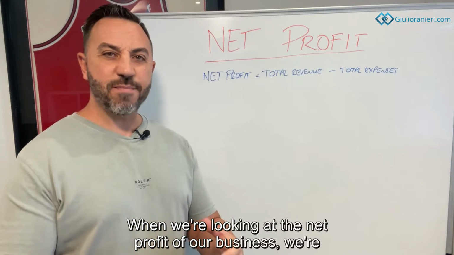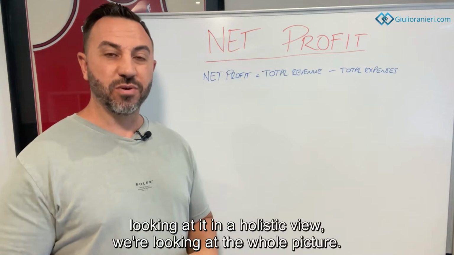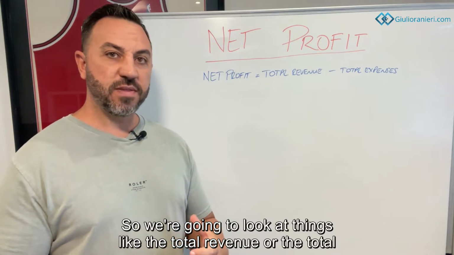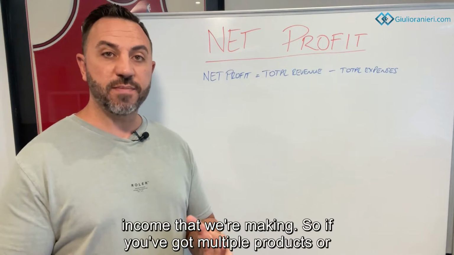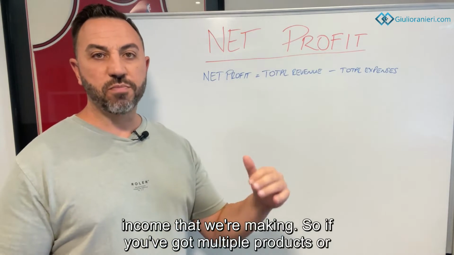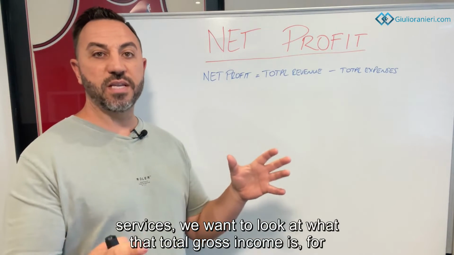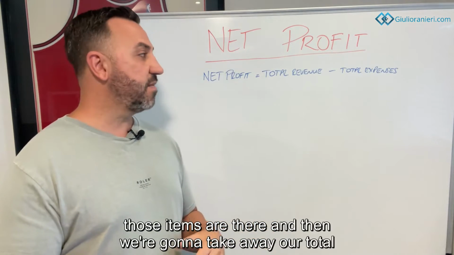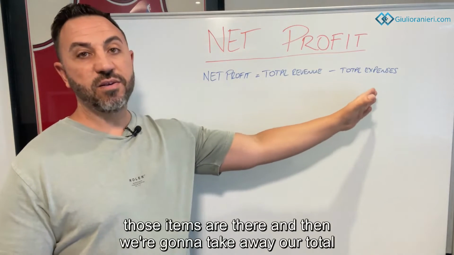When we're looking at the net profit of our business, we're looking at it in a holistic view. We're looking at the whole picture. So we're going to look at things like the total revenue or the total income that we're making. If you've got multiple products or services, we want to look at what that total gross income is for those items. And then we're going to take away our total expenses.